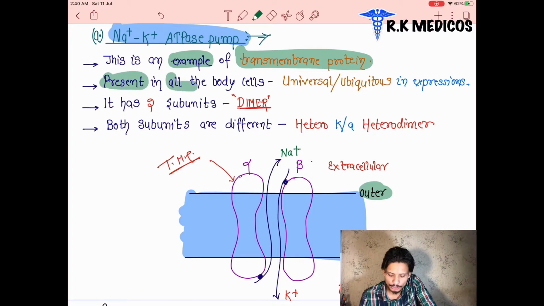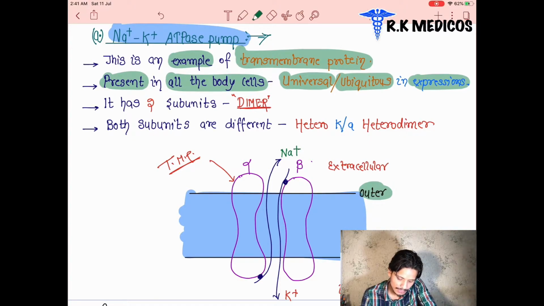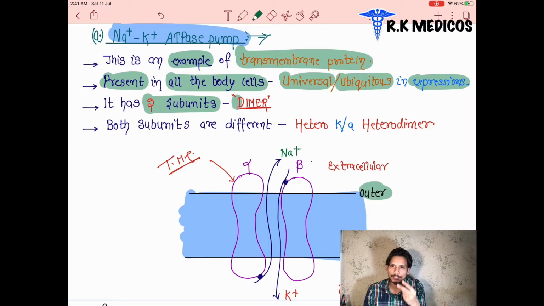That's why they are called the universal expression of these channels, or the universal activation of these pumps. Ubiquitous means that they are situated universally all over the body. There are 2 subunits of these channels, the sodium and potassium ATPase. That's why they are in the dimer form: 2 subunits, where one is a monomer and two is a dimer.